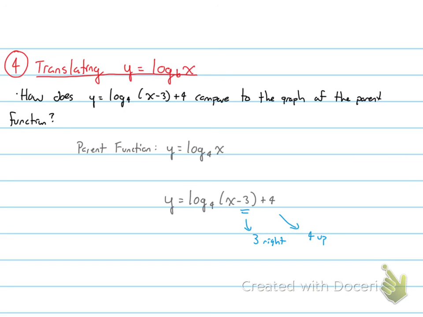Again, the easiest way to do this, or to double check this, would be to graph both of these in your calculator. So if I graph log base 4 of x and log base 4 of (x minus 3) plus 4, I see that. So that would confirm for me that, looking at that gray parent function, it looks like I shifted to the right and then up. So I'm good to go there.